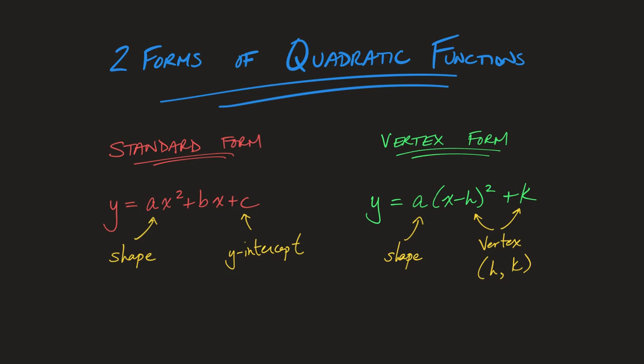What I want to do now is go and change from one form to the other. I do not think it is an issue, nor do I really think it warrants a conversation about how we would change vertex to standard. Clearly, you would just expand your brackets and collect like terms. That is something that we did so much of in previous units. I don't even think we need to practice that.